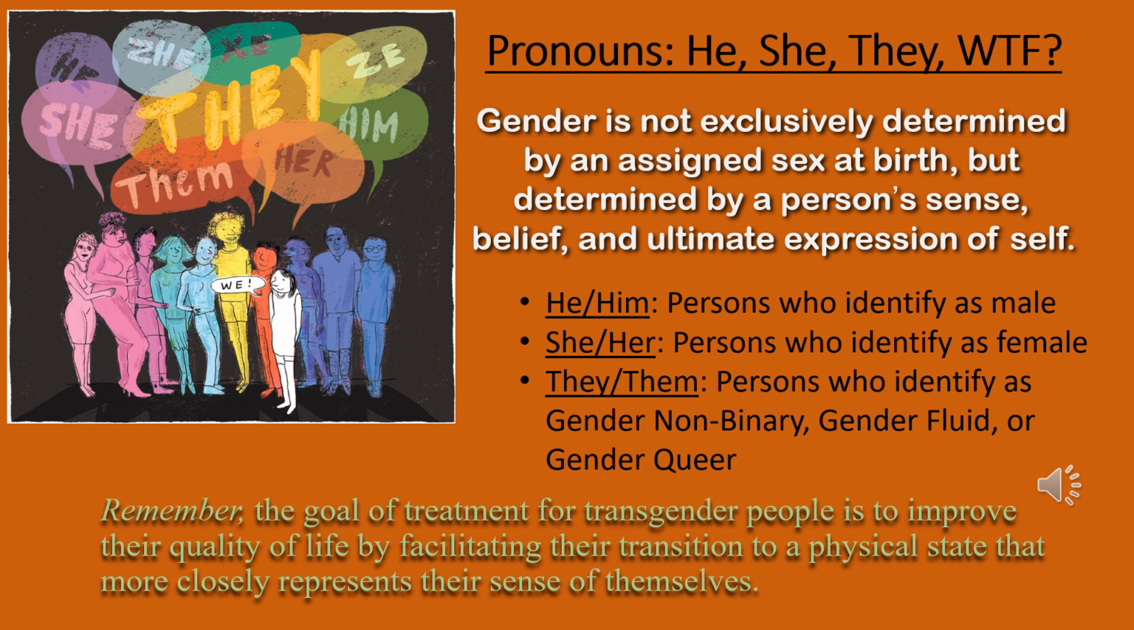So on this slide, we're going to get into pronouns. He, she, they, WTF. Well, gender is not exclusively determined by an assigned sex at birth, but determined by a person's sense of belief, of ultimate expression of their self. He/him/his, these are people who identify as male. She, her, those are people that identify as female. They, them, their. These are people who identify as gender non-binary, gender fluid, or gender queer.